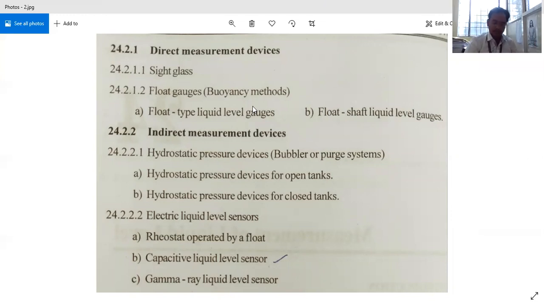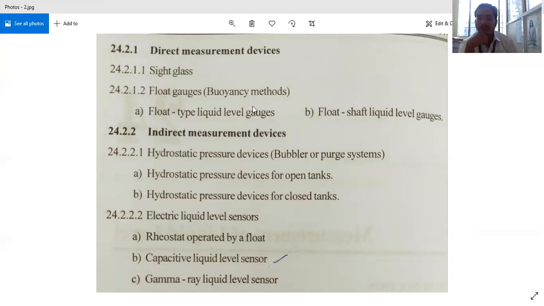So some important questions can be asked on this. What is a liquid level? That's the first type of question. And what is the difference between direct and indirect liquid level measuring devices? What is the difference between direct type and indirect type?